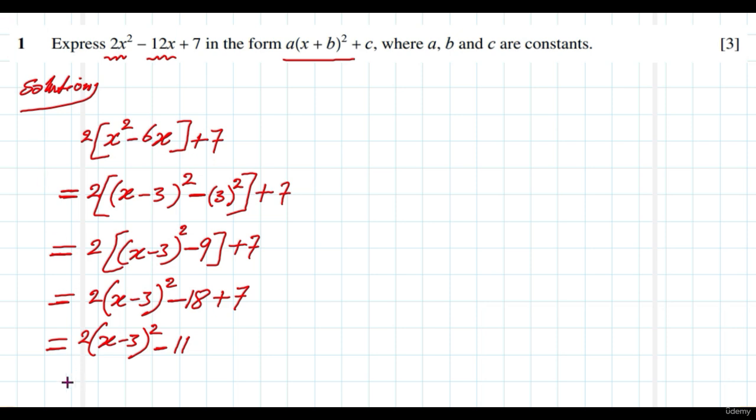Therefore, finally, you can say that the leading coefficient a is 2, and the b coefficient is negative 3, and the c coefficient is negative 11. That's all.